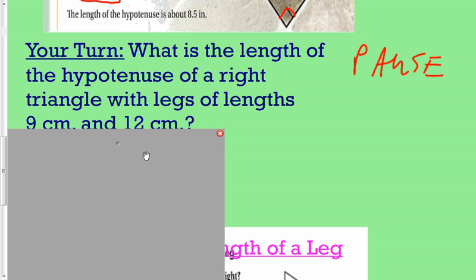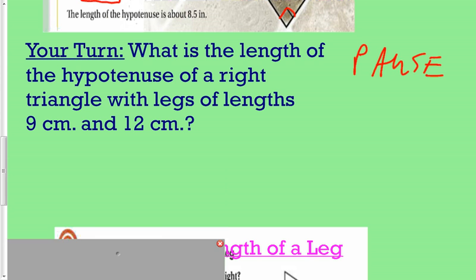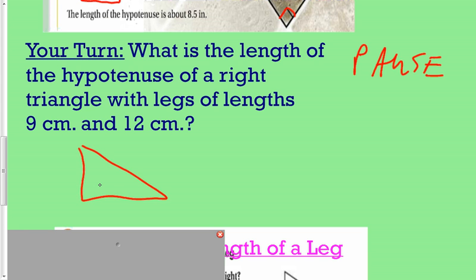Now, I would like you to pause it and try doing that same thing. Here's the example. It says, what is the length of the hypotenuse of a right triangle with legs of length 9 centimeters and 12 centimeters? So why don't you start by drawing that out? I'm going to draw the right triangle. We have 9 centimeters. We have 12 centimeters. And we're trying to find the hypotenuse. So go ahead and pause it and find it, and then you can unpause it and check.